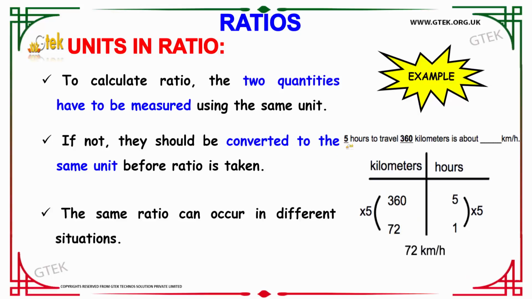We have 5 hours to travel 360 kilometers, which is about dash kilometers per hour. We need to find out the value. So we have the values over here, kilometers in terms of hours. On solving this, we will get the value as 72 kilometers per hour.